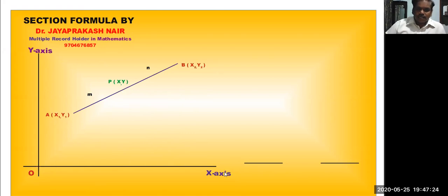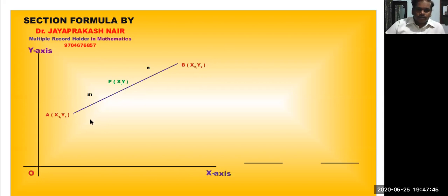So once again I'll repeat this. This is the horizontal line, the x-axis, and this is the y-axis, O, and these are the points A (x1, y1), B (x2, y2), and this is the point P (x, y). It is dividing in the ratio m is to n.